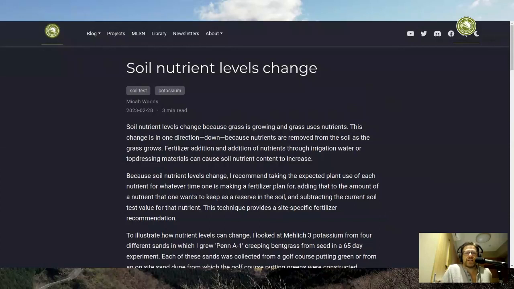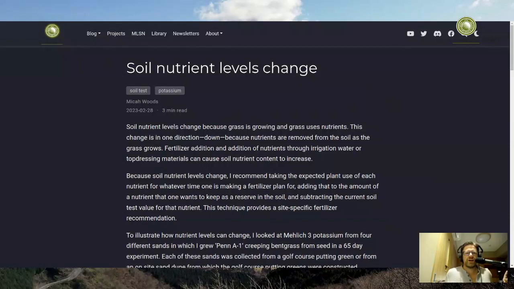But what does make sense is recognizing that your soil would be a little bit low in potassium, then you add enough as fertilizer to make sure that your grass always has enough. So that's how I use soil testing. That's how MLSN works, and it works really well.